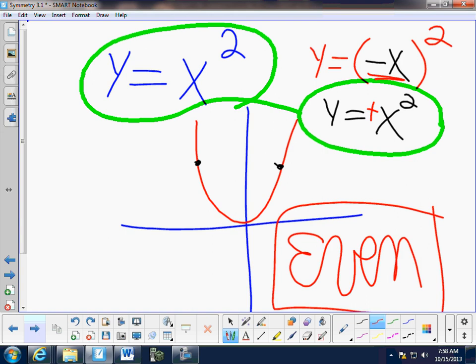If you can put in the opposite of x, that's what I did here, into an equation and get the same answer as what you started with, then there's symmetry across the y-axis. That particular one is so special it has a name. We call it an even function. If a graph is symmetric with respect to the y-axis, it's an even function.